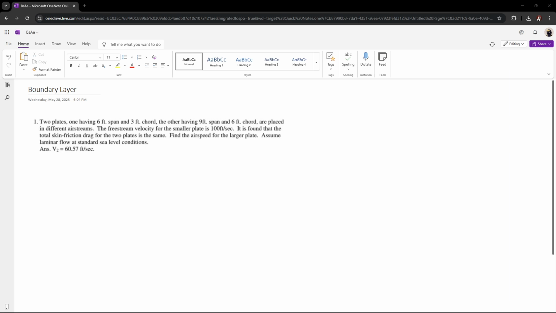Okay, boundary layer. Question number one. Two plates, one having a 6 foot span and 3 foot chord, and the other having a 9 foot span and 6 foot chord, are placed in different airstreams. The free stream velocity for the smaller plate is 100 foot per second. It is found that the total skin friction drag for the two plates is the same. Find the airspeed for the larger plate. Assume laminar flow at standard sea level condition.